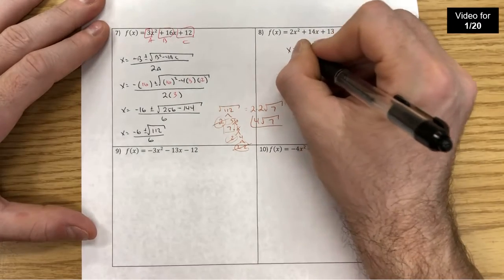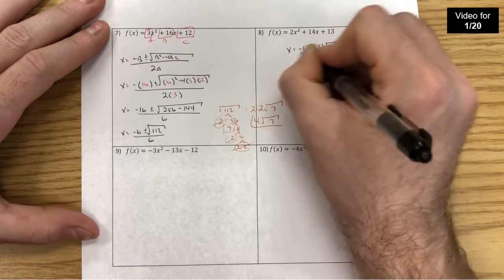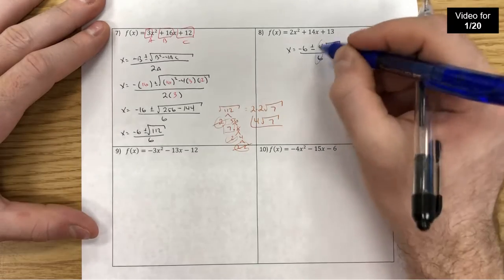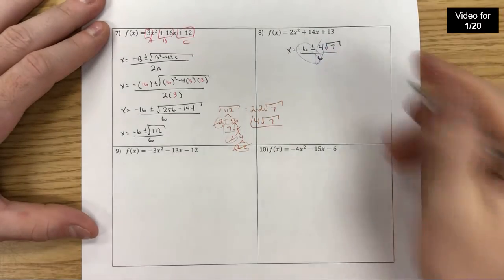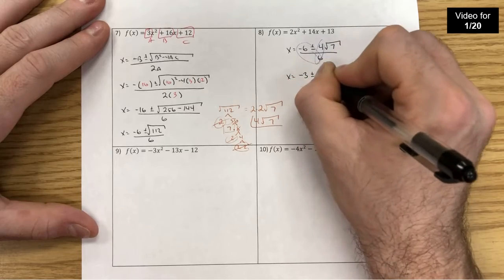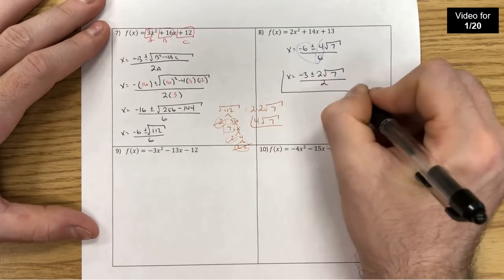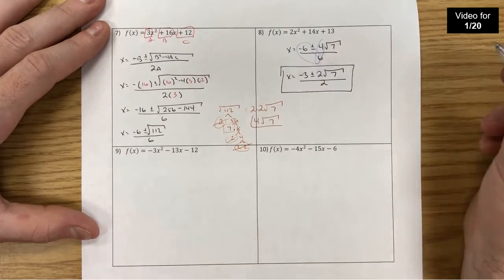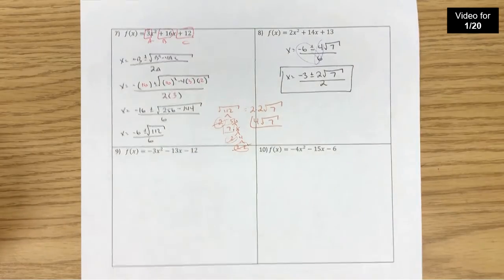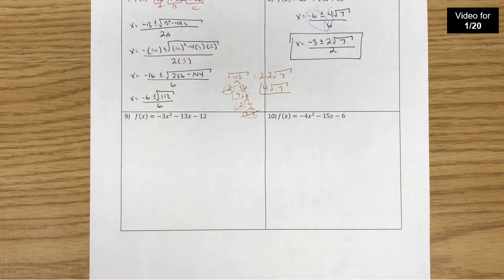So I have x equals -6 plus or minus 4 square root of 7 all over 6. I notice that I have some reduction that can go on. X equals -3 plus or minus 2 all over 2. There we go. So for the last one, go ahead, pause the video, give it a shot, resume it when you're done, see how you did.